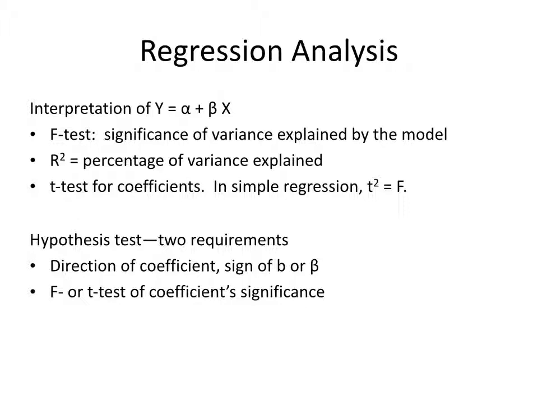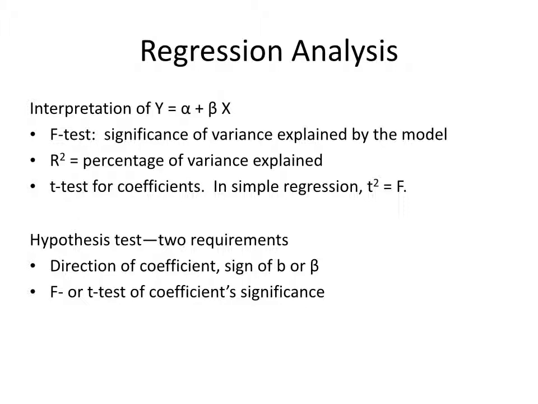Now, when regression analysis is used for hypothesis testing, there are two requirements. First of all, the direction of the coefficient has to be in the predicted direction. So if you expect, for example, people of higher income to pay more for their houses, then you expect to see a positive sign for either B or beta, either the raw scores or the standardized scores.